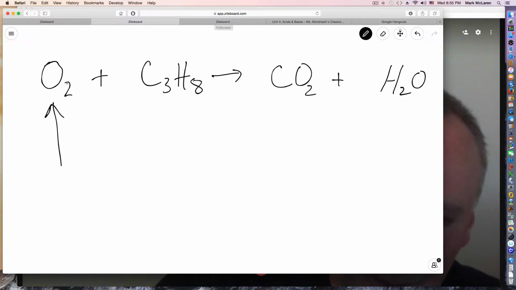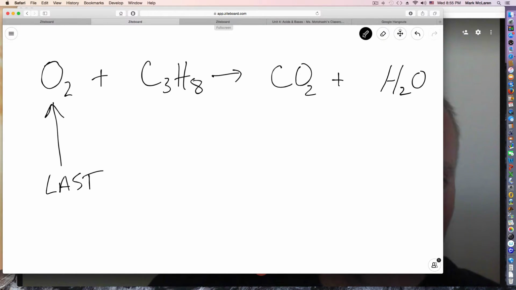It's a molecule, but that molecule is made up of two atoms of oxygen. They're both the same. So it's still an element. So we're going to balance that last. So here's what it looks like. I'll switch my colors here. And I've got 3 carbon. So I'm going to put a 3 right here. I've got 8 hydrogen. That means I'm going to put 4 right there.